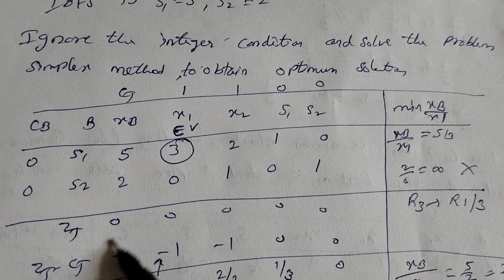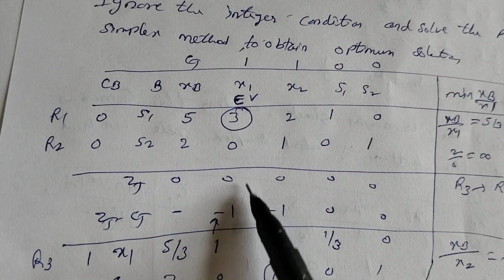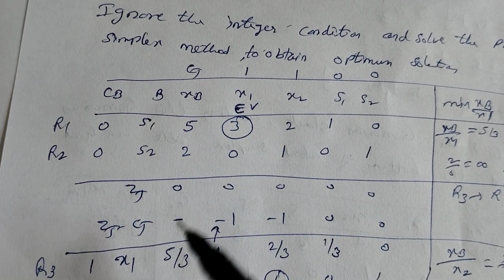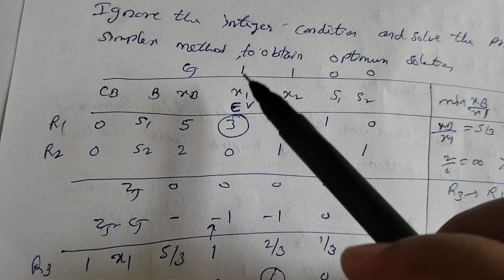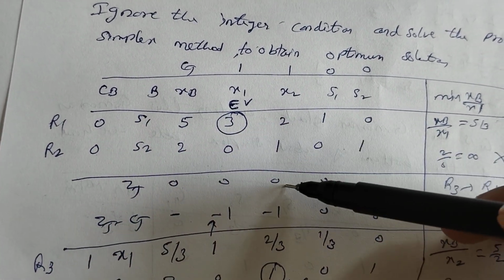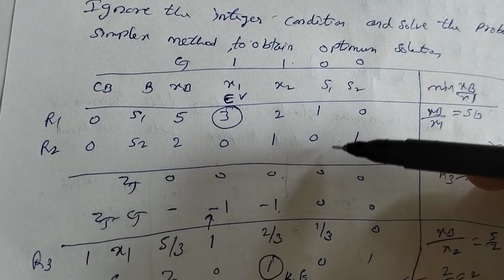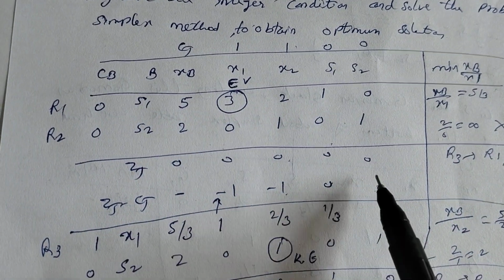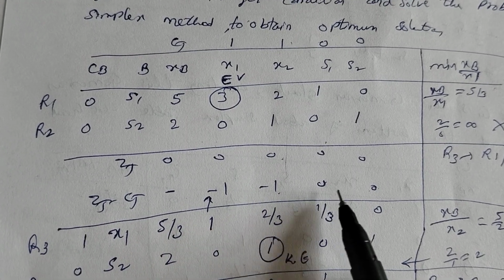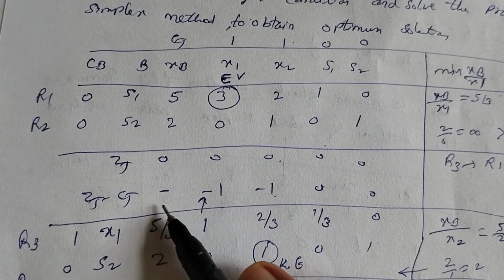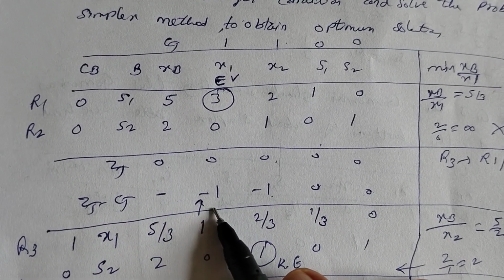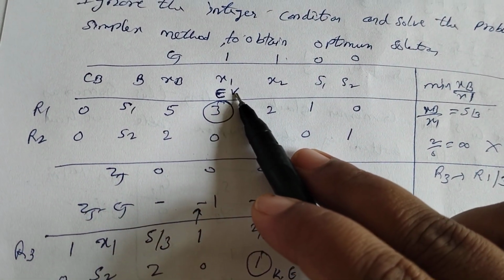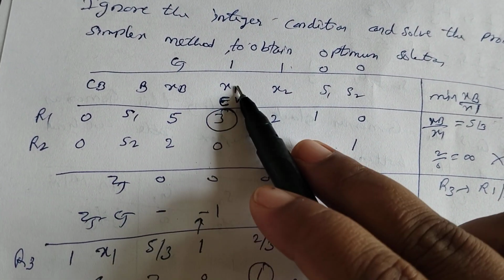Now go for Zj minus Cj. Zj is here, Cj at the top. So 0 minus 0 is 0, 0 minus 1 is minus 1, 0 minus 1 is minus 1, and 0 minus 0 is 0. Like this you have to write Zj minus Cj. After writing the values of Zj minus Cj, you select the least among them. The least value is minus 1. That column represents the entering variable, so the entering variable is x1.